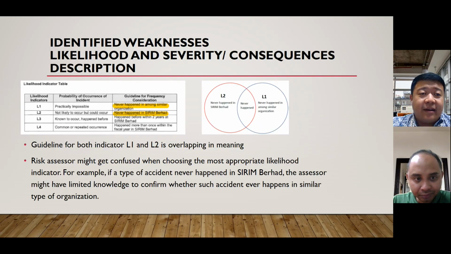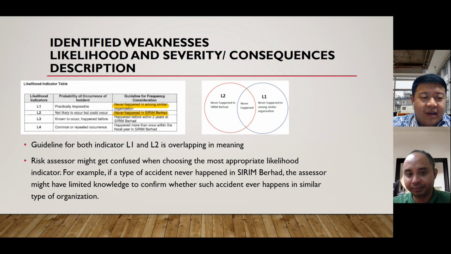So I have identified a few weaknesses as well under this risk assessment document. So one of it is that for the description of the likelihood and severity and the consequences. Okay. So from what I see, especially if we look at L1 and L2, the likelihood indicators, there's an overlap in the meaning. It's not clear cut. See? So the risk assessor might get confused when choosing the more appropriate likelihood indicator.